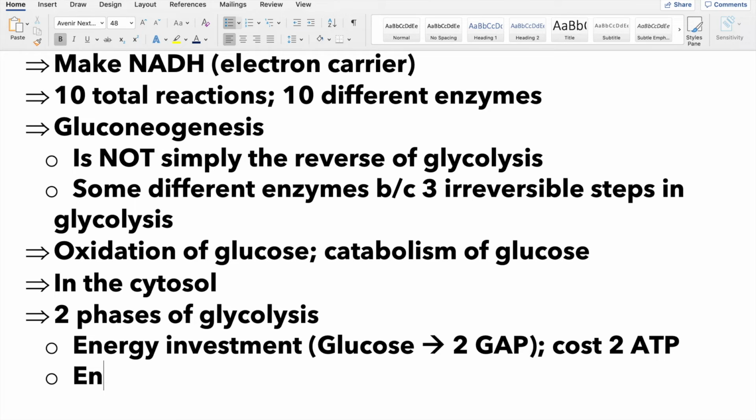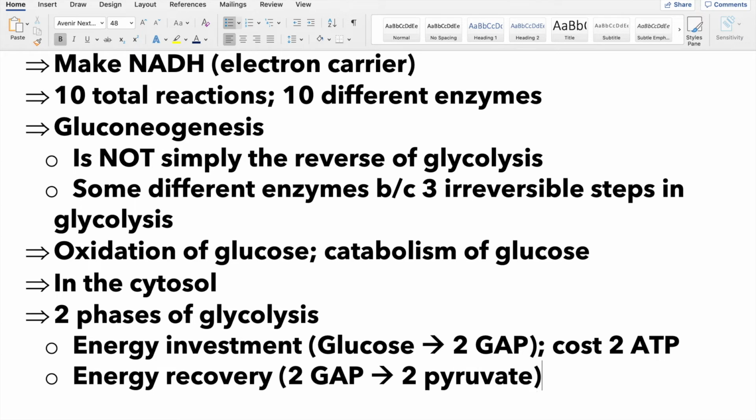The next phase, or the second phase, is called the energy recovery phase, where we take those 2 GAP molecules and we further convert those into 2 pyruvate molecules, which, remember, was the ultimate goal of glycolysis, to break down into 2 pyruvate molecules.